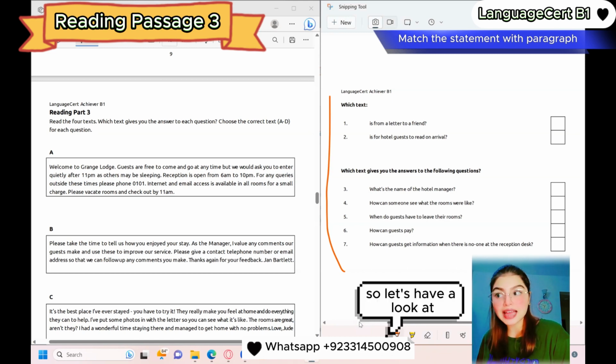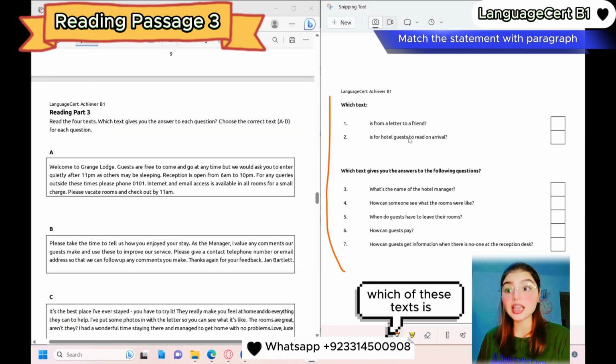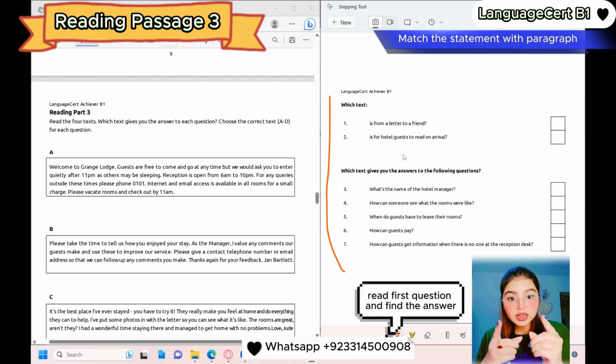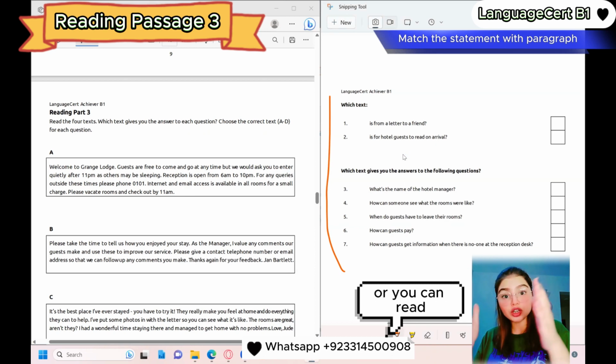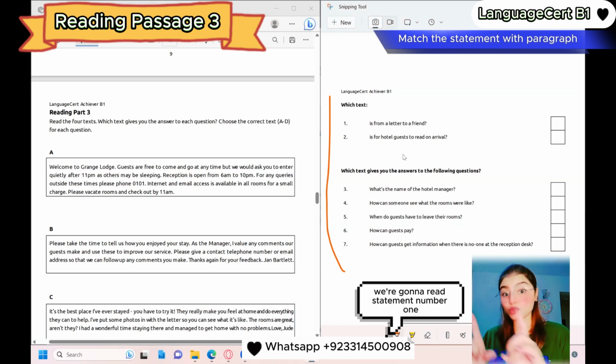So let's have a look at the questions first before we move on to the reading part of the text. The question says, is from a letter to a friend. Now, there are 2 approaches that you can use for this type of task. Number 1 approach is this, that you can read first question and find the answer, or you can read all these statements and then go through the paragraphs one by one, whatever suits you. But I think to save time, we're going to read statement number 1 and look at the paragraphs.